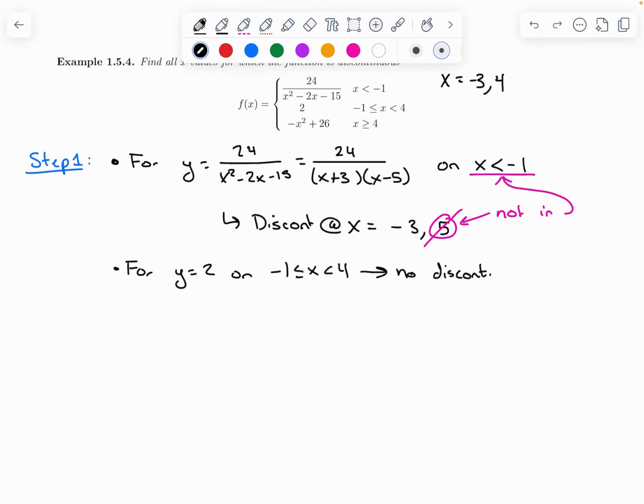Okay. Y equals 2, that is a constant line. It's a flat line. It's continuous everywhere. Another explanation as to why it's continuous everywhere is that it's a polynomial. 2 is a very, very simplistic polynomial, but it's a polynomial nonetheless. So it has no discontinuities. And last but not least, for y equals -x squared plus 26 on x greater than or equal to 4, also no discontinuities.